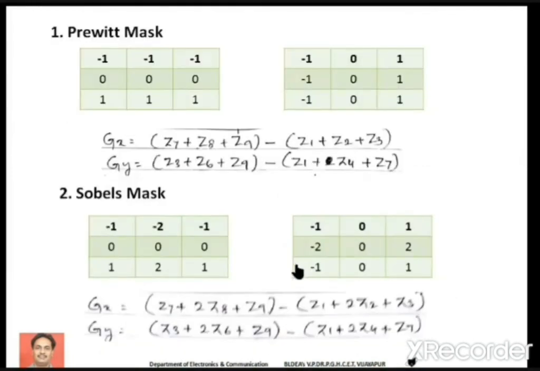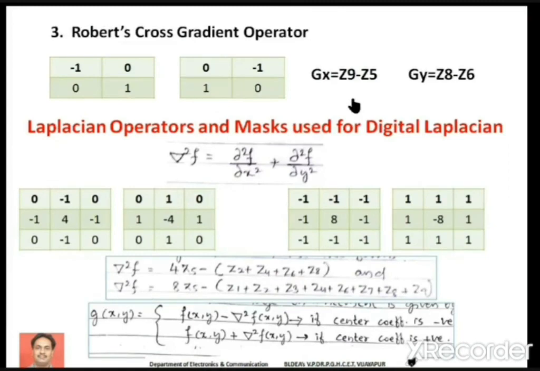This is how to calculate gx and gy by using different masks. And for calculating magnitude, the equation remains the same, absolute of gx plus absolute of gy. After that, we discussed Laplacian operators. These are the masks we use, two sets of masks. This is the first set, this is the second set. And this is how to compute del square f by using both of the masks. Then finally, to find the enhanced image, we have g of x,y equal to these equations, right?